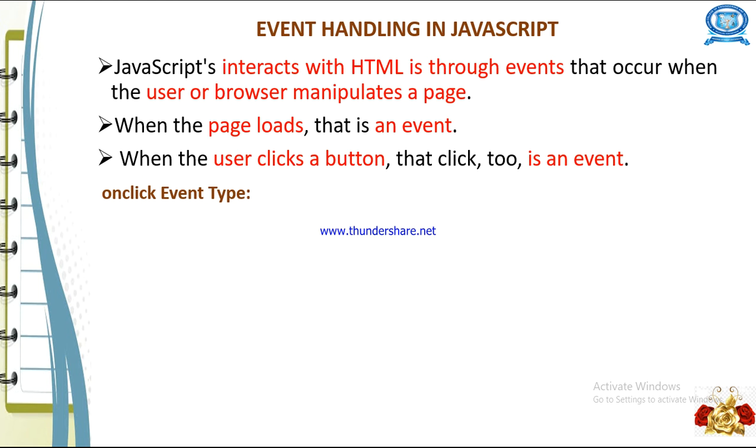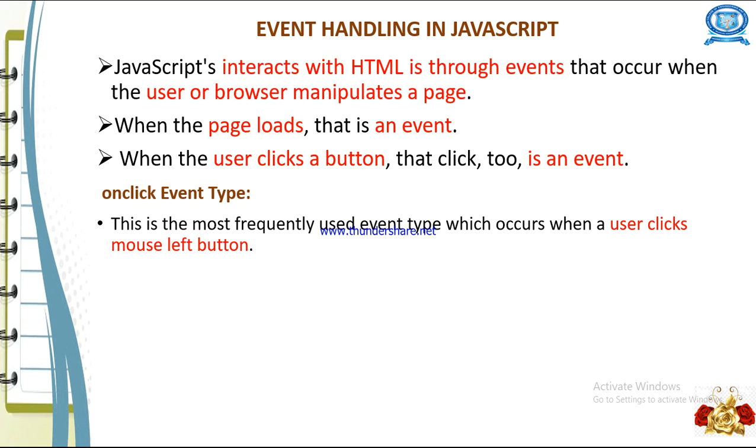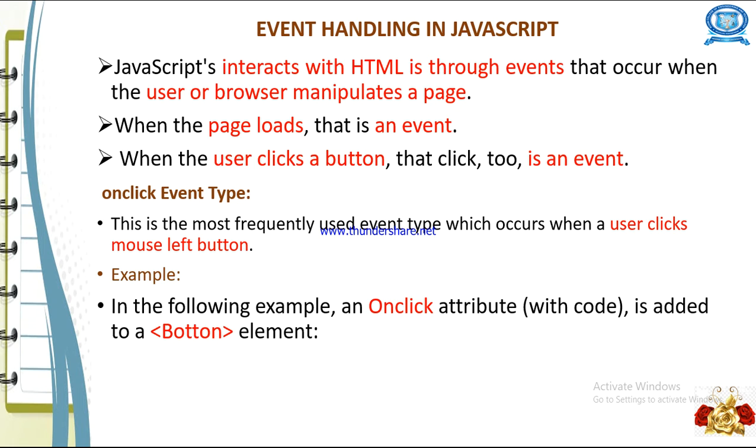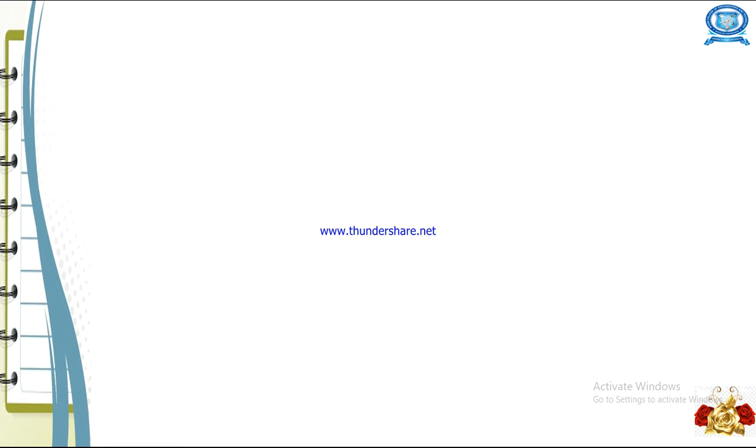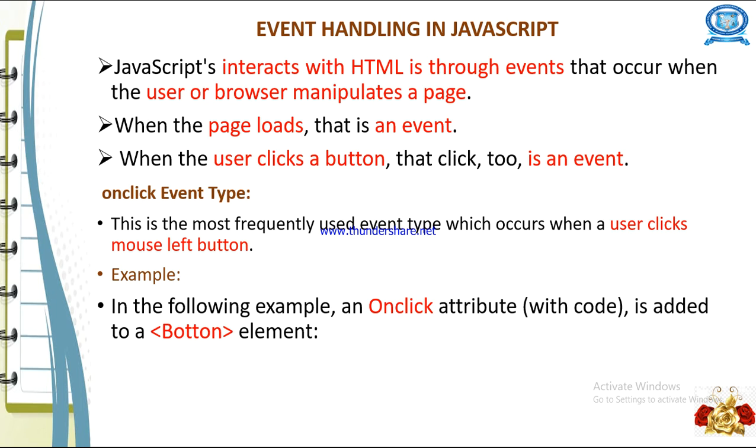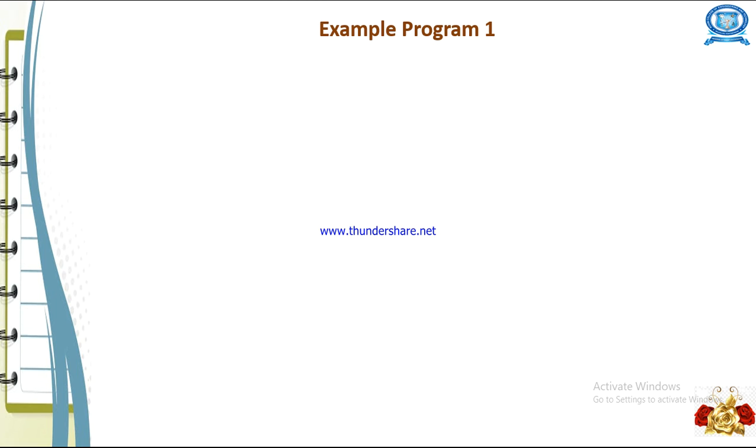So what is the onclick event type? This is the most frequently used event type, which occurs when a user clicks the mouse left button. For this example, the onclick attribute, with code, is added to a button element. See the next slide.